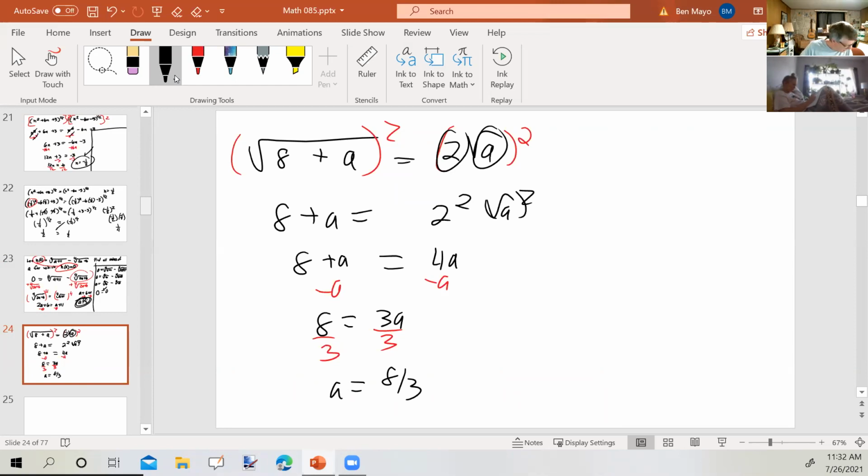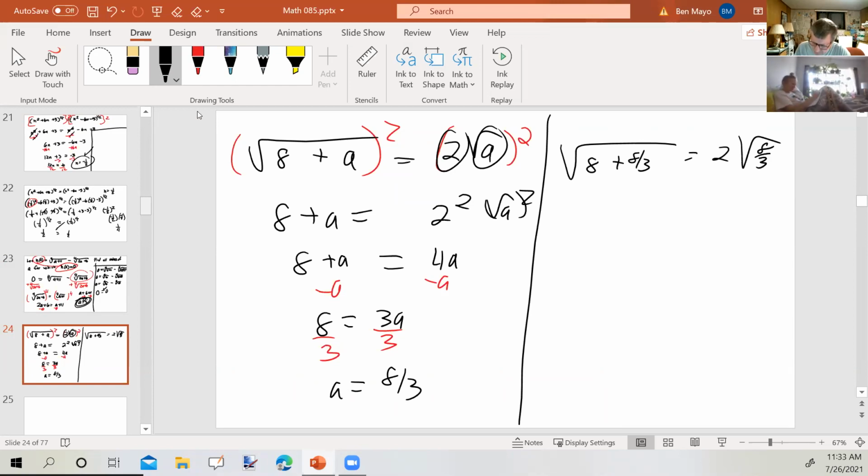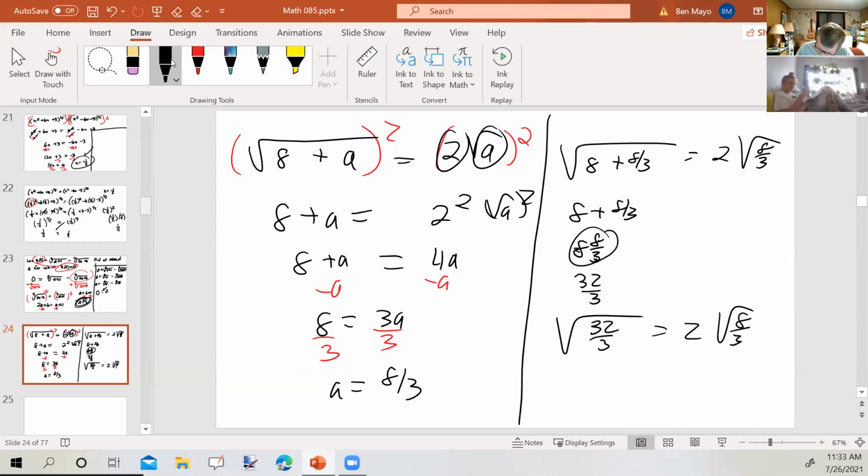Well, let's check our work on that and see how that comes out. We'd have the square root of 8 plus 8/3 equals 2 times the square root of 8/3. Well, 8 plus 8/3 would just be 32/3, wouldn't it? You see where I'm getting that? This is not a proper mixed number, but I can still put them together: 3 times 8 is 24 plus 8, 32/3. Well, the square root of 32/3 equals 2 square roots of 8/3.